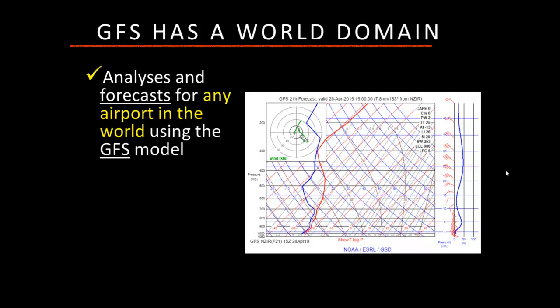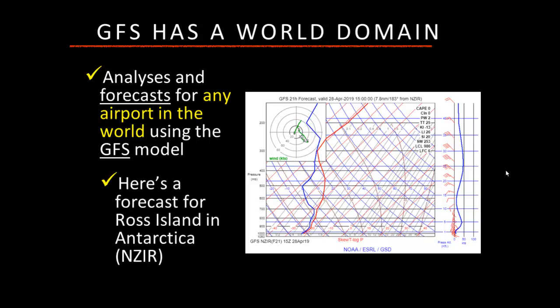And of course, as I said, the GFS, the Global Forecast System, has a world domain. So you can get pretty much an analysis, initial conditions of the model, and a forecast for any airport in the world using the GFS model. And in fact, here's a forecast for Ross Island in the Antarctica.